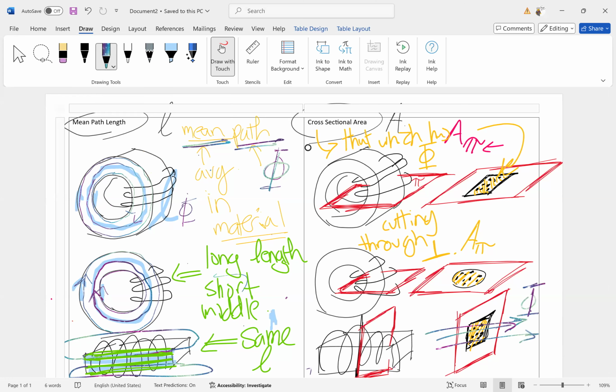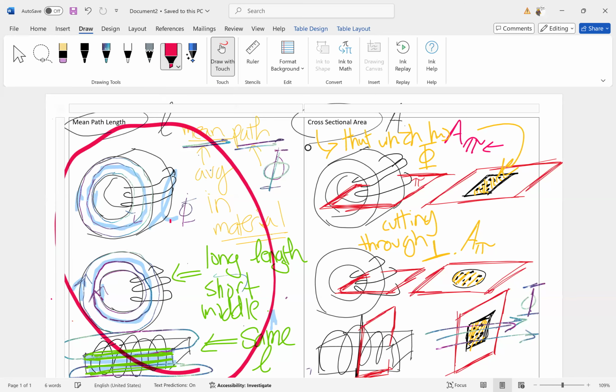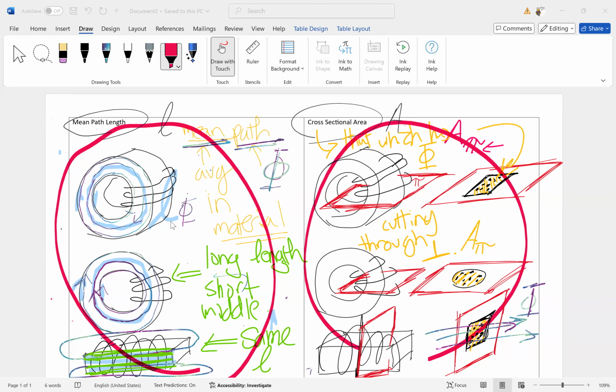All right, so I encourage you to really think about the difference between mean path length and cross-sectional area when you're calculating the permeability and reluctance in magnetic circuits problems. It is absolutely the most duplicated error in calculation, and I hope that's helpful.